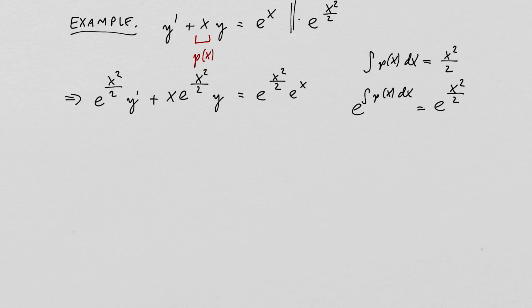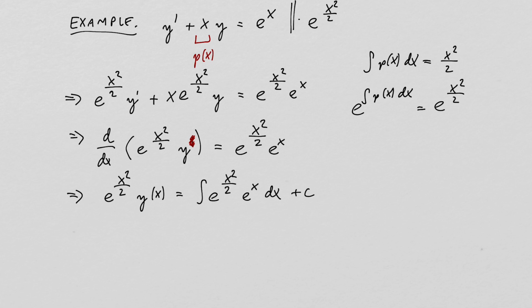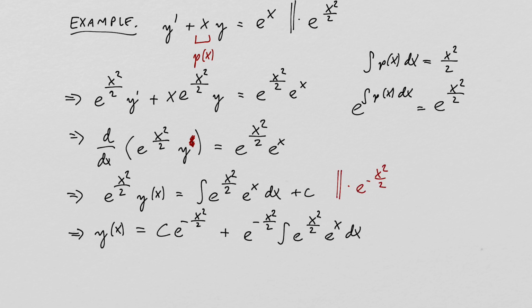We have multiplied by this function. We see that the left hand side is a derivative of some function. There is a mistake, there should not be any prime there. Here we have done the integration and we will get our solution.